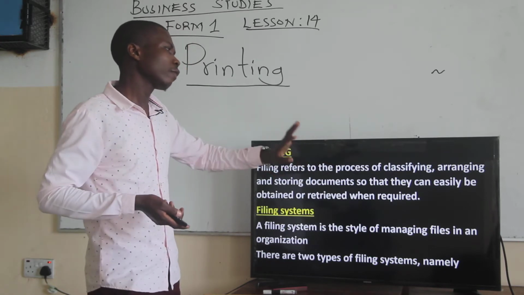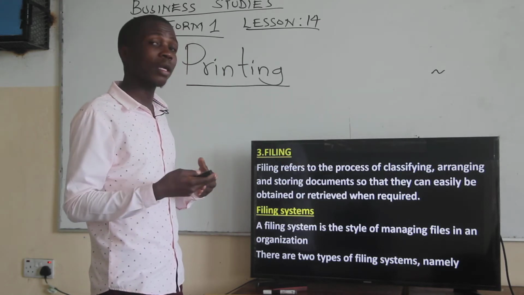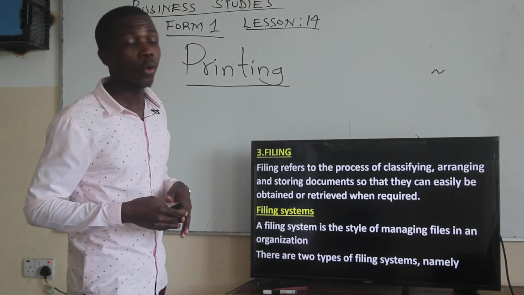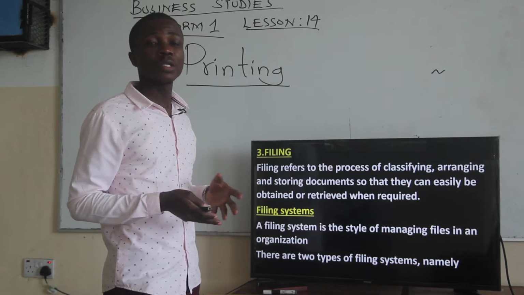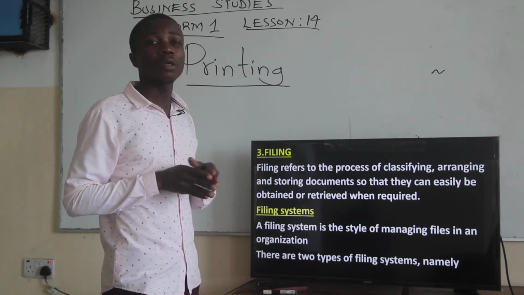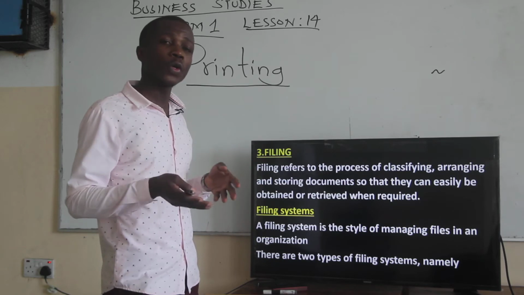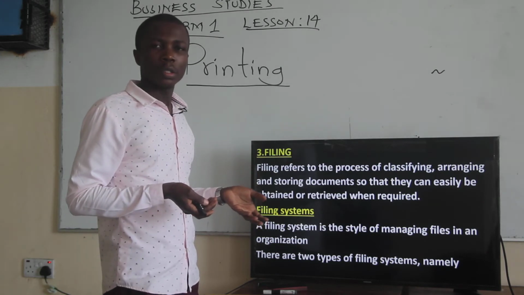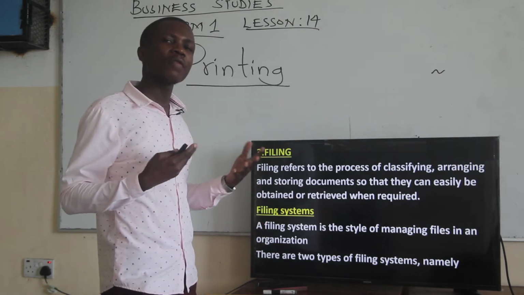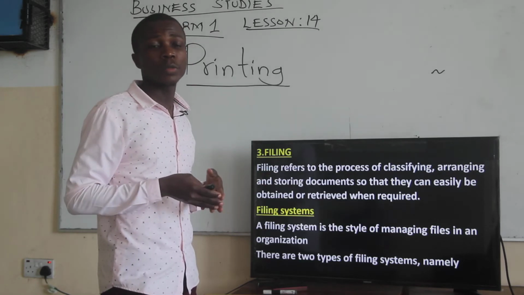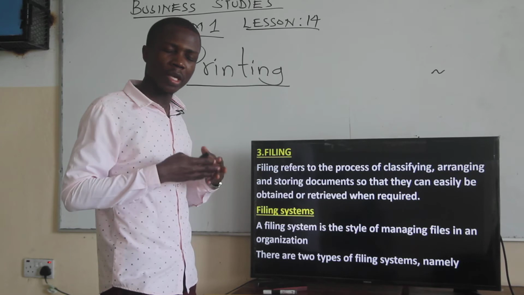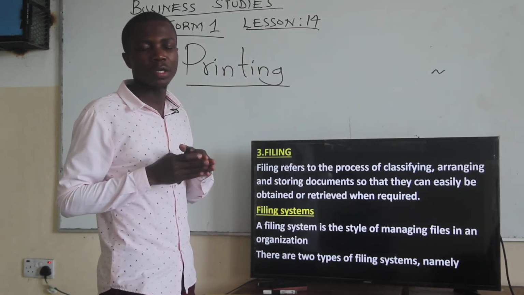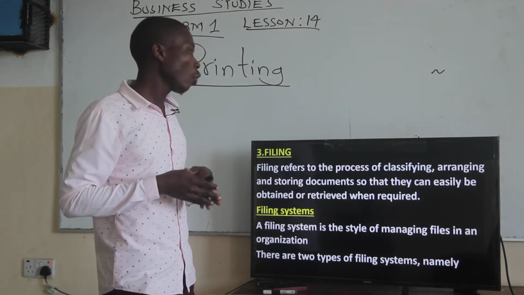So filing refers to the process of classifying, arranging and storing documents so that they can be easily retrieved when required. When you have a file of chemistry, a file of business, a file of history, a file of biology, it makes it easy for you to obtain whatever information you want. Just look at it this way. If you were having one file for every subject, and you want to revise business, it will take you a lot of time to get papers for business inside that file. But if each file has a different subject, that makes it easy for you to obtain whatever you wanted.